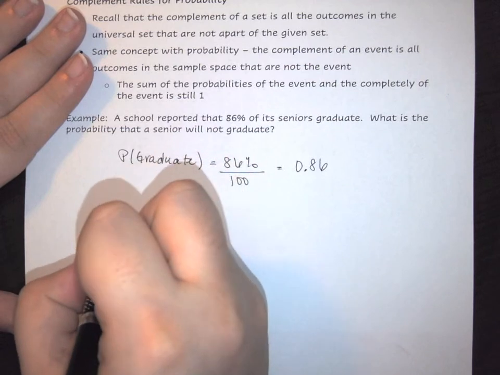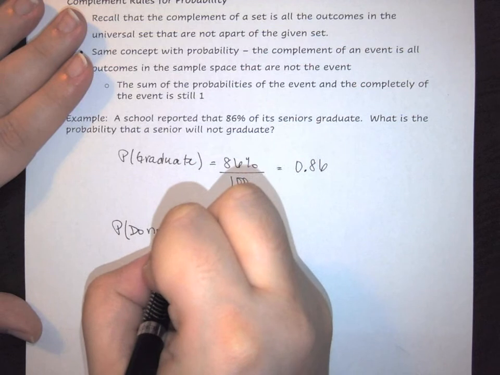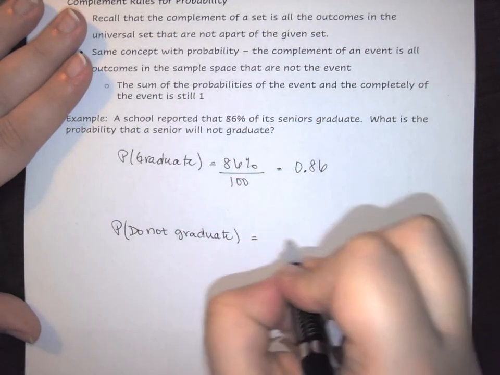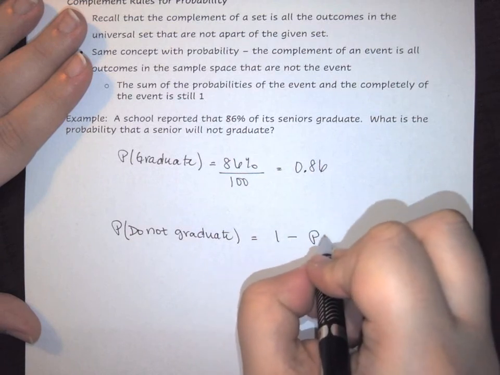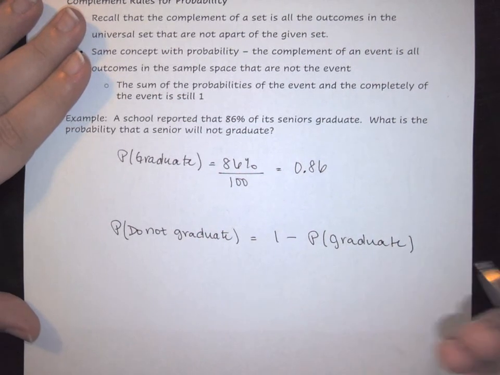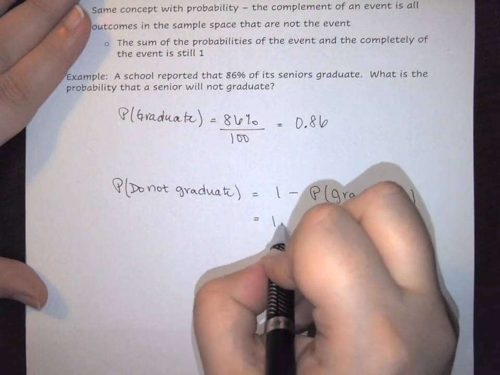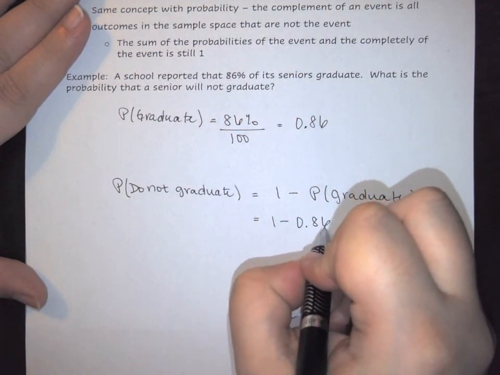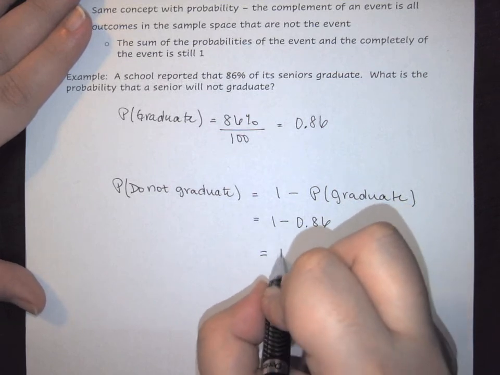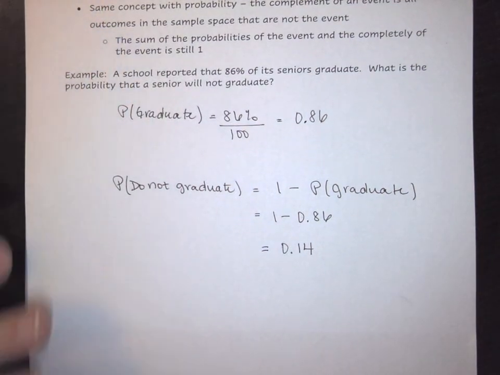So in this case, to find the probability that you do not graduate, it is going to be 1 minus the probability that you did graduate. We know that the probability of graduating is 0.86, so we would do 1 minus 0.86. And we would find that the probability of not graduating is 0.14. In other words, 14%.